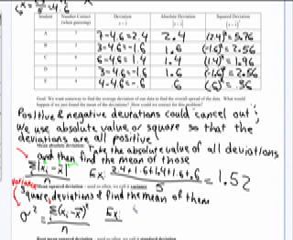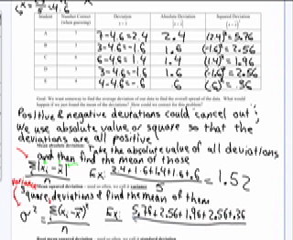Okay, same idea. We have all our square deviations, add them together, divide by the number of terms. I believe that comes up to be 2.64.